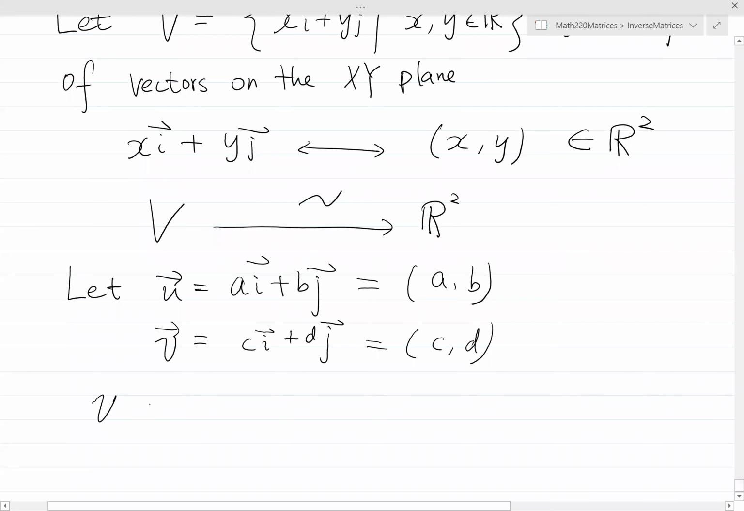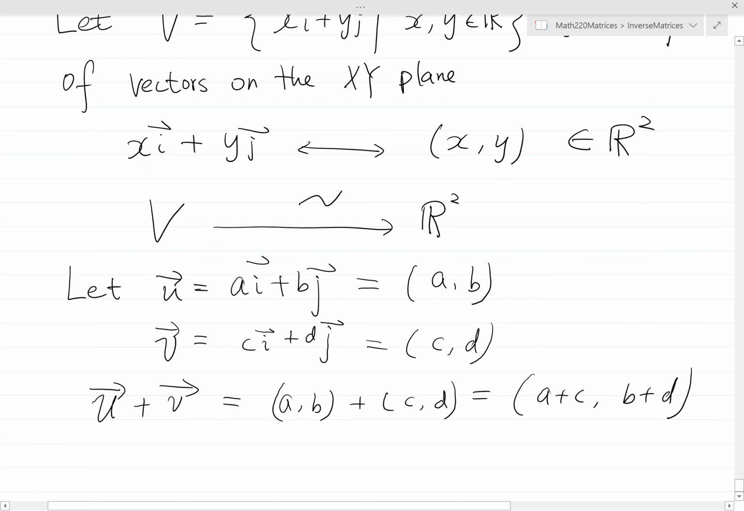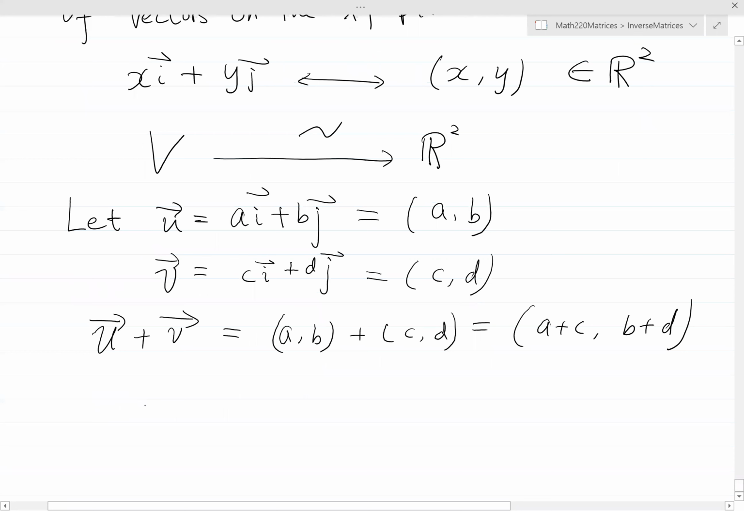then we have vector addition. This is (a, b) plus (c, d). Now we have a natural definition: (a plus c, b plus d). We also have scalar multiplication. Lambda u, which is lambda times (a, b), which is (lambda a, lambda b).